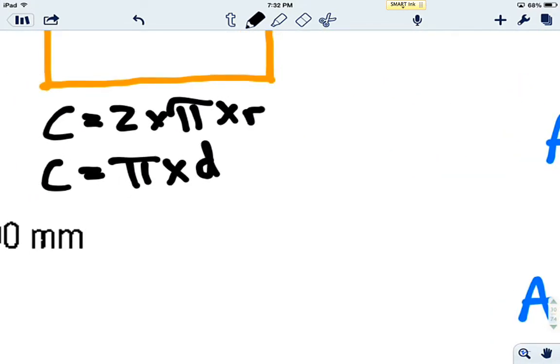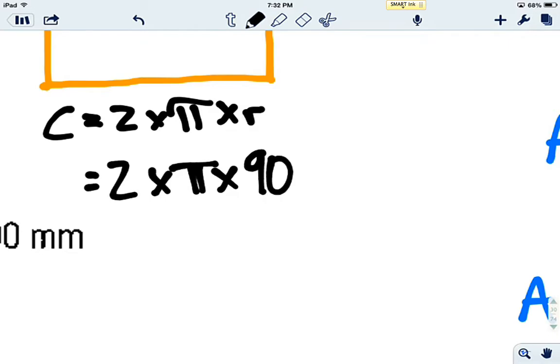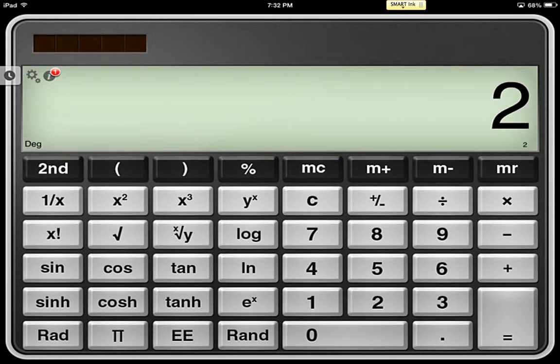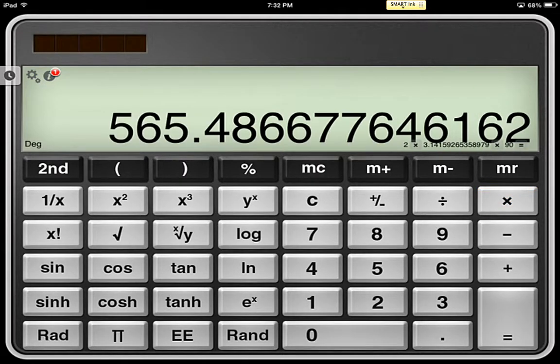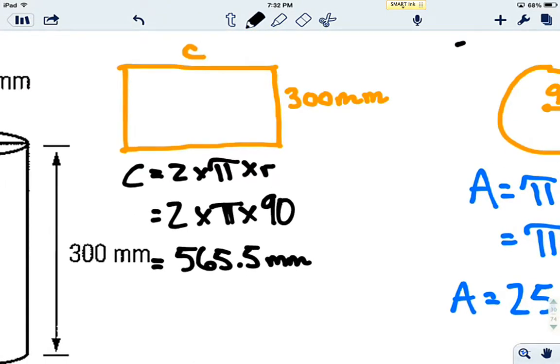Circumference is equal to 2 times pi times my radius, which is 90 millimeters. Let's use our calculator: 2 times pi times 90. That gives us 565.5, give or take, to one decimal. That's my circumference, in millimeters. There's no area here, it's circumference.